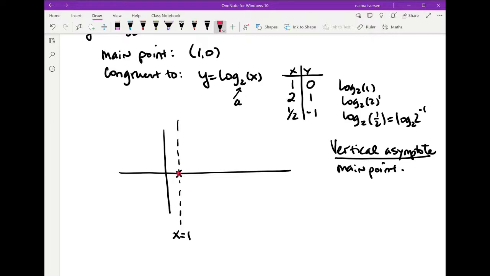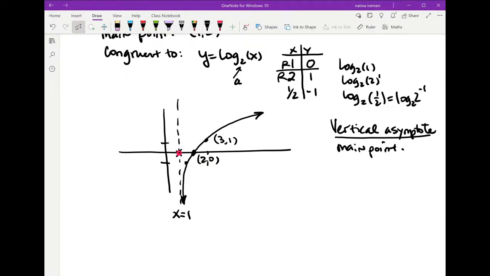So from the main point, sitting right in here, we are going to move right 1 and up 0. So right 1, up 0 gets me right here to (2, 0). We're going to go right 2 and up 1. So from the main point, 2 over and up 1, that's going to be at (3, 1). And we're also going to go right 1/2 from the main point and down 1. That just gives us the shape of our graph, and we've got a graph that looks something like this. You don't have to label that fractional one.